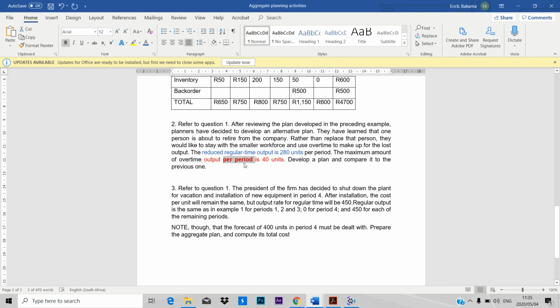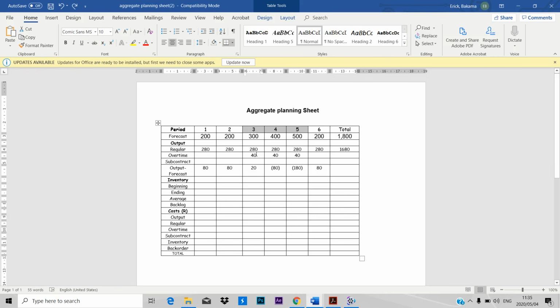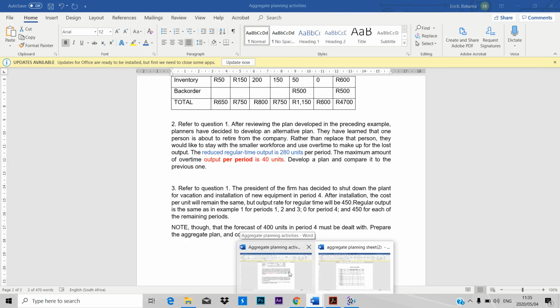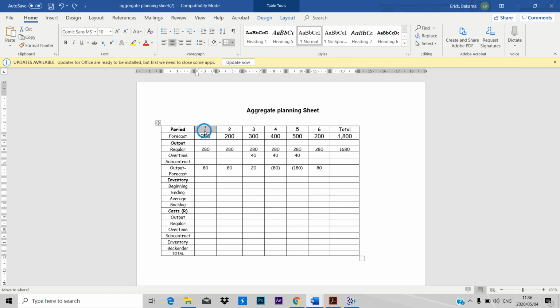I want to emphasize the fact that here we are talking about per period. Per period, in this case, it means that for every period we cannot use an overtime that is greater or lower than 40. It must be 40 on the dot. Sometimes you can have exercises that will tell you, for example, that you can use a maximum overtime of 40 for the entire period under study. Here they are talking about per period, which means period 1, 2, 3, 4. If they say it for the entire period, it means that it's going to be from period 1 until period 6, which means that in this case we cannot use an overtime that exceeds 40.